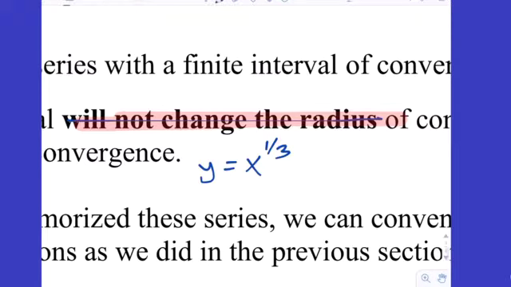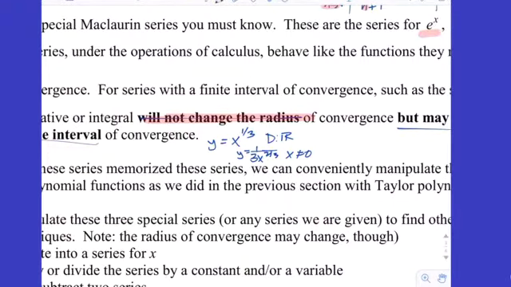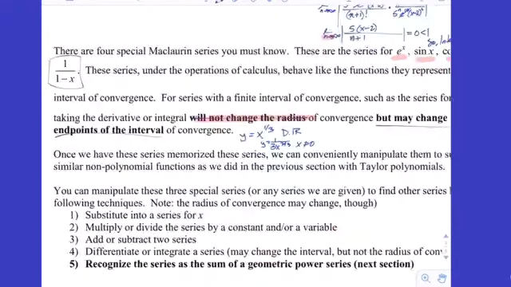A good example: if we had x to the 1/3, the domain is all real numbers. But when we take its derivative, we get 1 over 3 times x to the 2/3, where now x cannot equal 0. So when you take the derivative or the integral, things can change. It's not going to change on the open interval, so we don't have to change the radius of convergence.